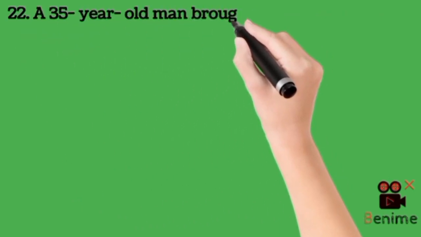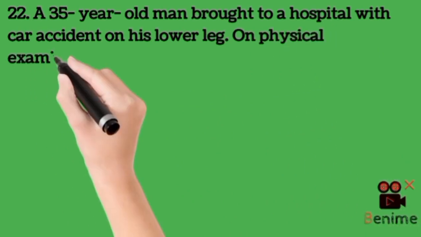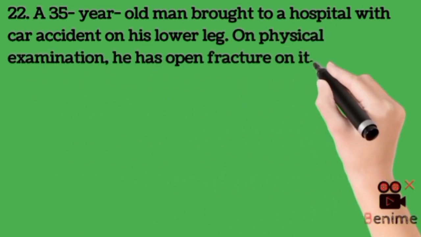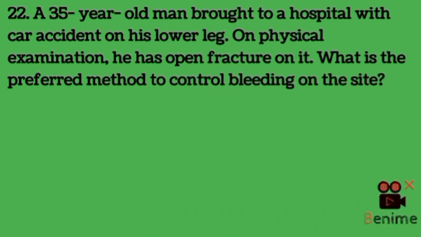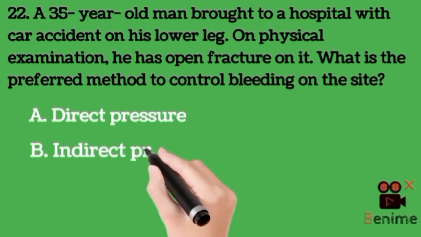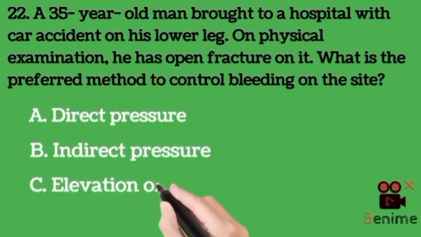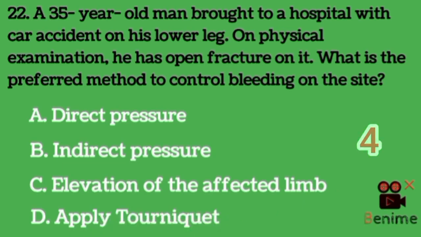22. A 35-year-old man brought to a hospital with car accident on his lower leg. On physical examination, he has open fracture on it. What is the preferred method to control bleeding on the site? A. Direct pressure. B. Indirect pressure. C. Elevation of the affected limb. D. Apply tourniquet.